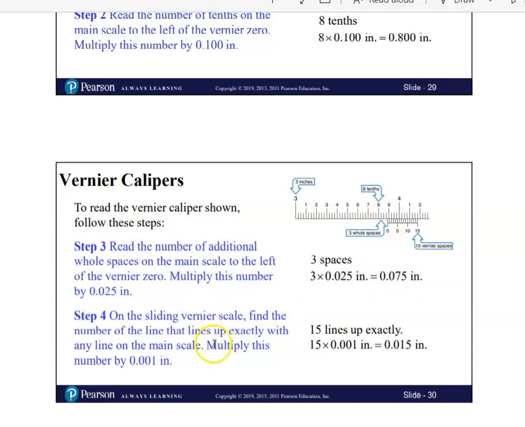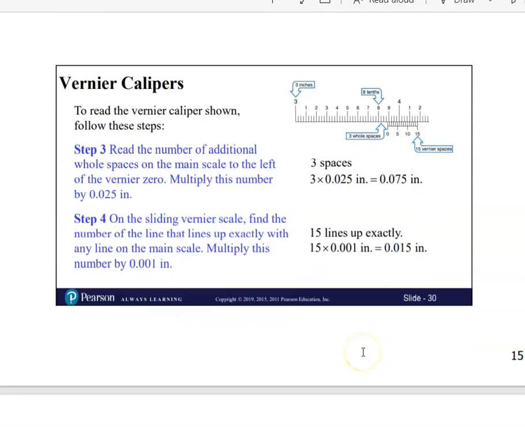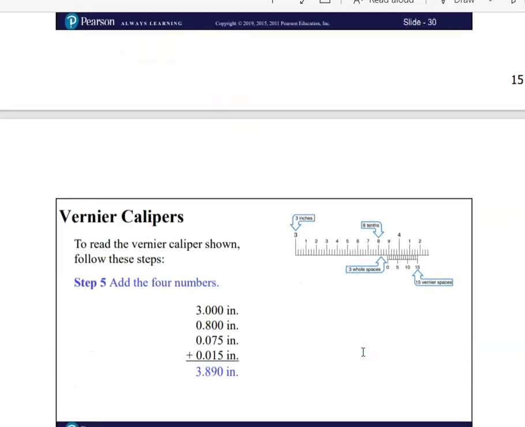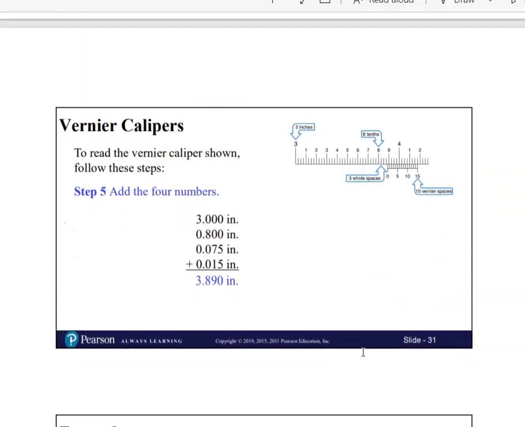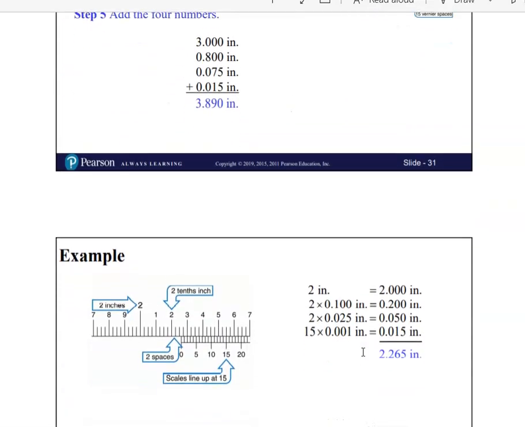And then on the sliding scale, find the number of the line that lines up exactly with any line on the main scale. So they're saying that 15, because 15 lines up exactly with this on the main scale. The rest of them are off. So they multiplied 15 times 0.001. Then they added all of those numbers up to get the final answer.